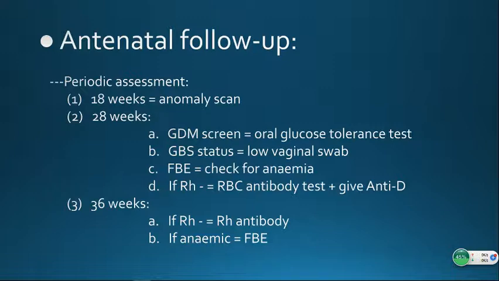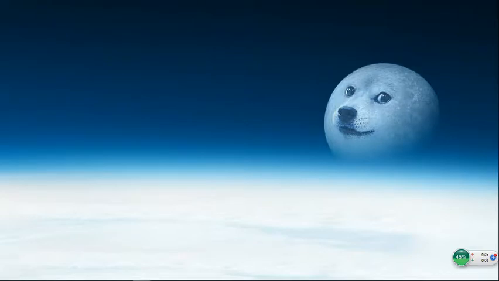And FBE for everyone to check for anemia. And if the woman is rhesus negative, you would, at 28 weeks, give the woman anti-D and check for red blood cell antibodies. And at 36 weeks, normally there shouldn't be any investigation needed. But if there's a rhesus negative woman, you would check again for red blood cell antibodies. And if the woman was anemic, you do a FBE again to see if the Hb is up. That is it.